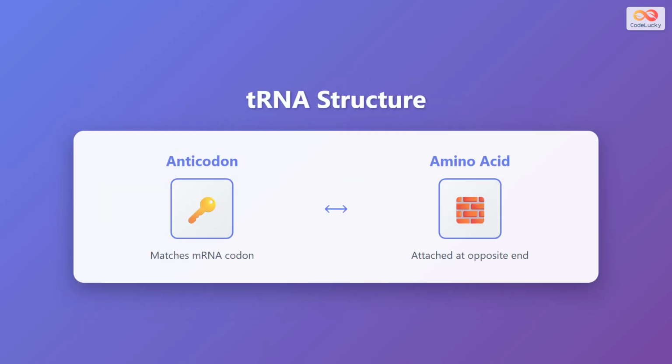Transfer RNA molecules have a distinctive structure that allows them to fulfill their dual role in translation. On one end of the tRNA molecule is a region called the anticodon, which consists of 3 nucleotides that are complementary to a specific mRNA codon. This anticodon allows the tRNA to recognize and bind to the correct position on the mRNA. On the opposite end of the tRNA molecule, a specific amino acid is attached. Each tRNA carries only one type of amino acid, and the match between anticodon and amino acid ensures that the genetic code is read accurately. This elegant structure makes tRNA the perfect adapter molecule.